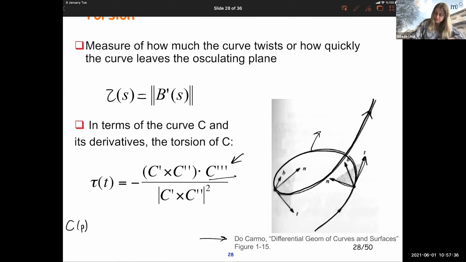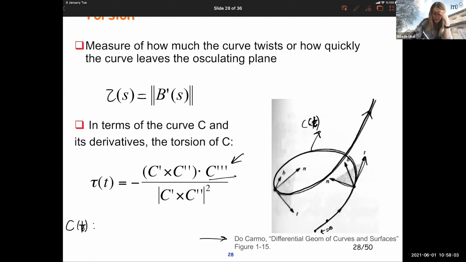Let's say this was defined as C of P, where P is the parameter, or T, it was T here. Maybe T was 0, but don't mix this T with tangent. Here, the tangent vector was also T.